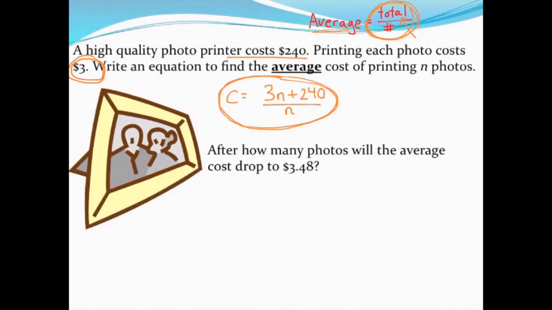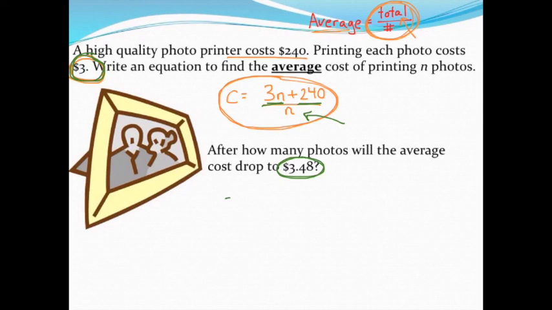Okay, so using this equation, we can then answer a couple of questions about it. I'm interested in knowing when will my average cost drop to just $3.48 per picture. And at first, usually people get a little confused because they think, well, it only costs us $3 to print a picture. But remember, if I print one picture, it didn't really cost me $3. It cost me $3 plus that $240 I spent on the printer. So a $243 picture is quite expensive. But as I print more pictures, the average cost is going to get split up over those photos, and the average cost will drop for each additional picture I print.